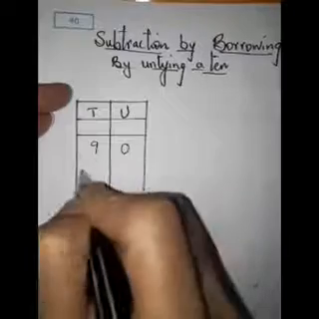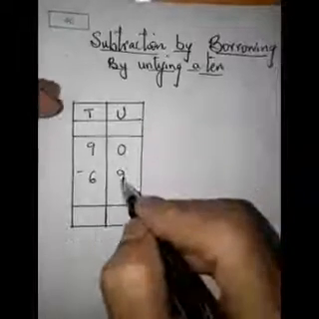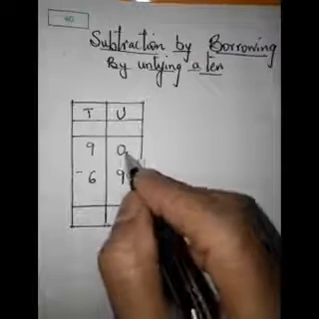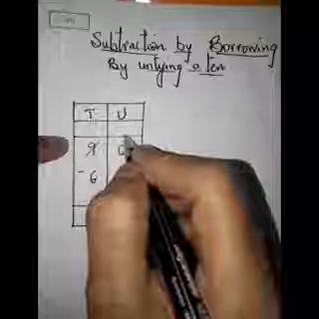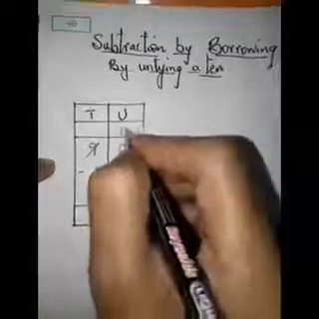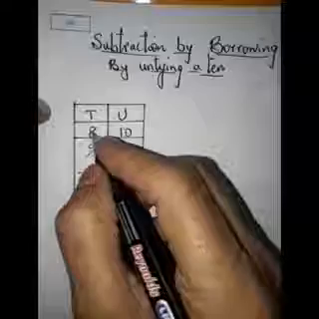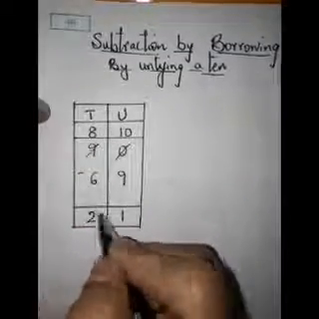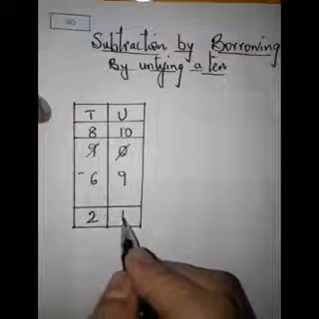The last sum is 90 minus 69. Now this is 0 and this is 9. So we can't subtract 9 from 0. So from here we'll take 1 ten. So 10 plus 0 will be 10. Here we will have only 8. Now 10 minus 9 will be 1 and 8 minus 6 will be 2. So 90 minus 69 gives us 21.